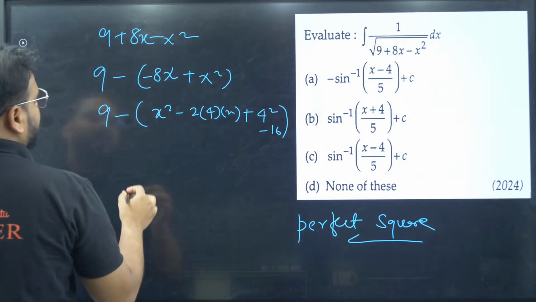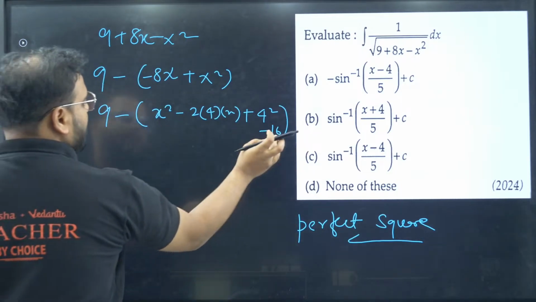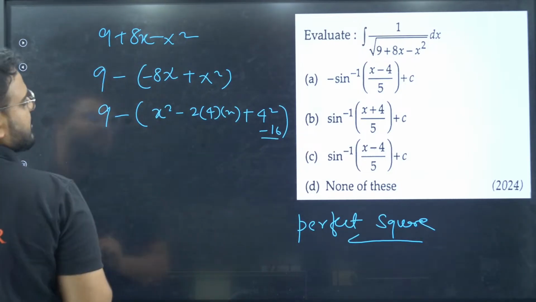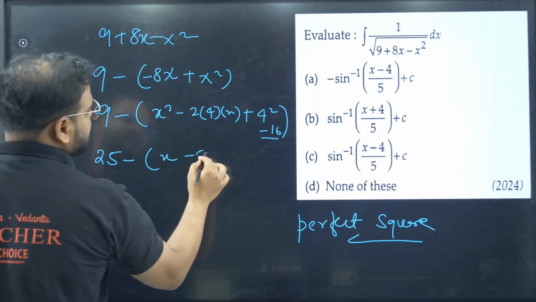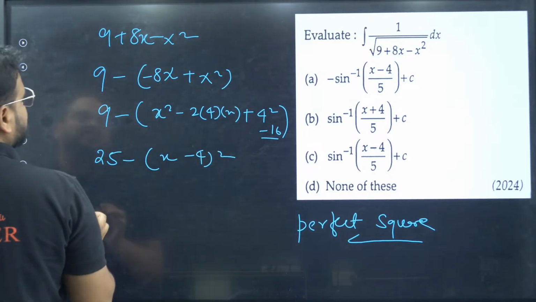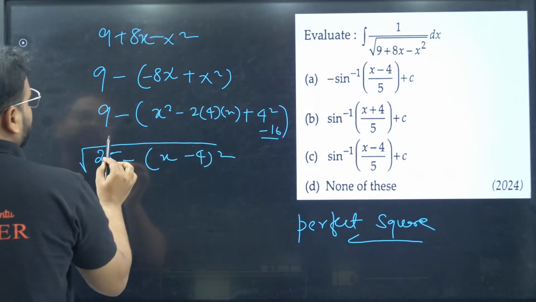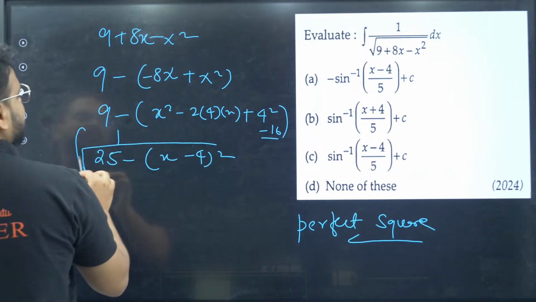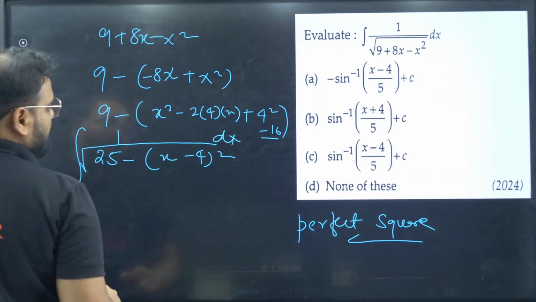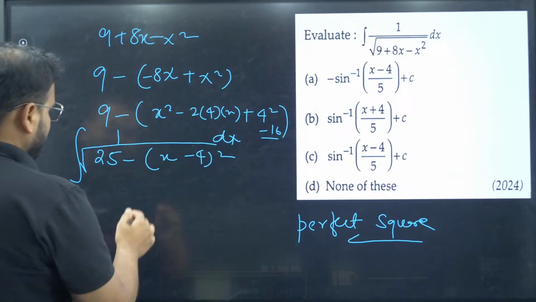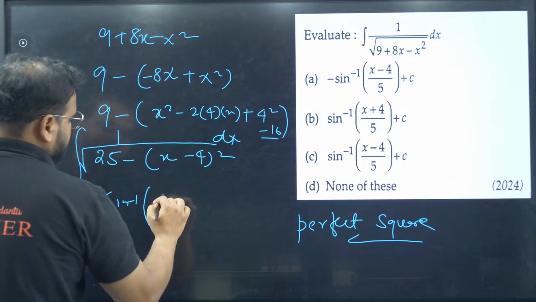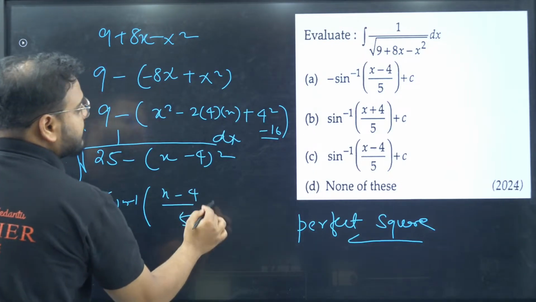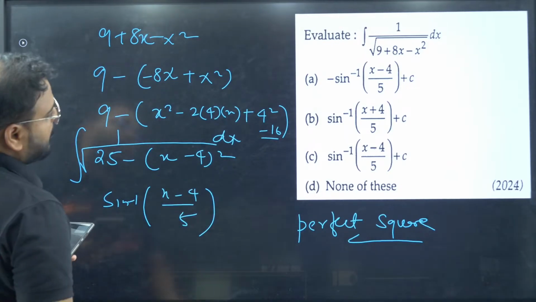It will become 9 minus of minus 16. This minus becomes plus 16. So I have 25 minus of x minus 4 the whole square. Of course this is in the root, so we put it in the root, and we have 1 upon this, integration dx. Now if you check here, sine inverse is there, so I have sine inverse of x minus 4 by 5. The option is C, right?